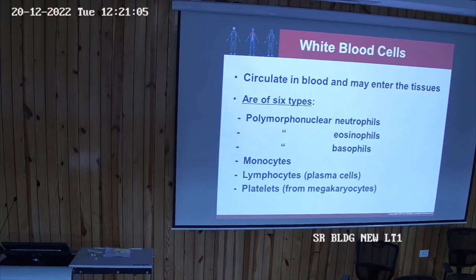Out of 6 types, polymorphonuclear means the nucleus has 2 or more than 2 lobes. It is not always multi-lobed, though when it comes to identification, generally a student says that it is multi-lobed. It might have two or more than two lobes. Poly means many, but it might start from two. So polymorphonuclear refers to the morphology of the nucleus: neutrophil, eosinophil, and basophil.